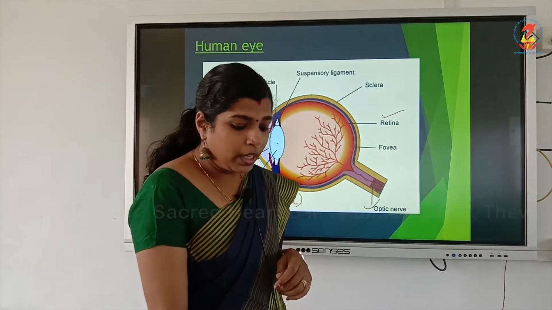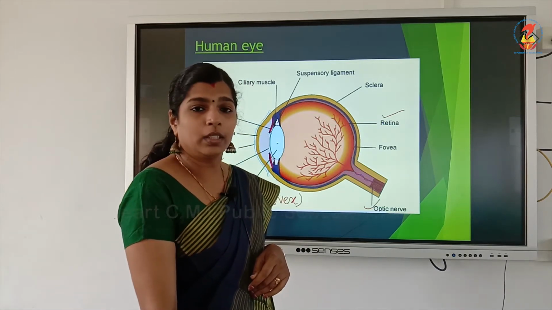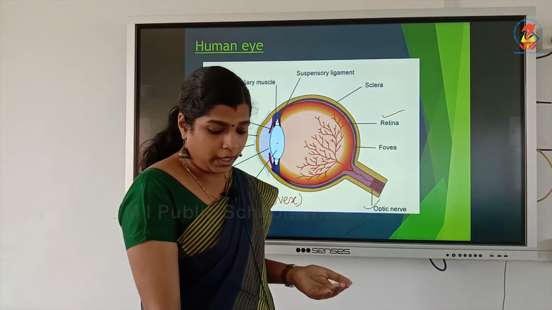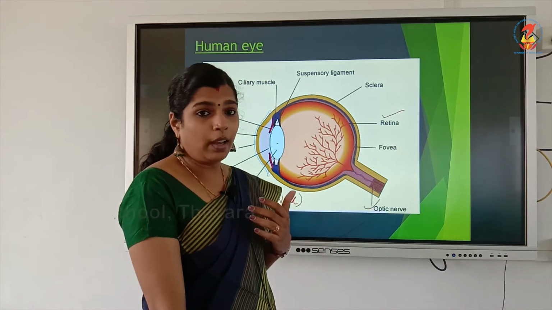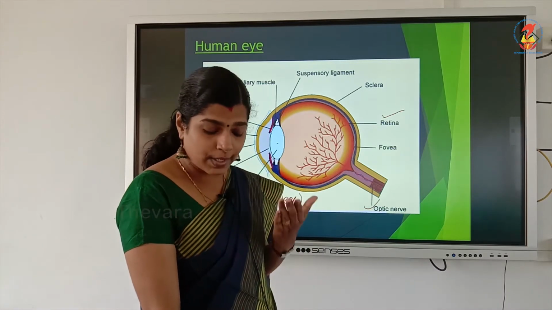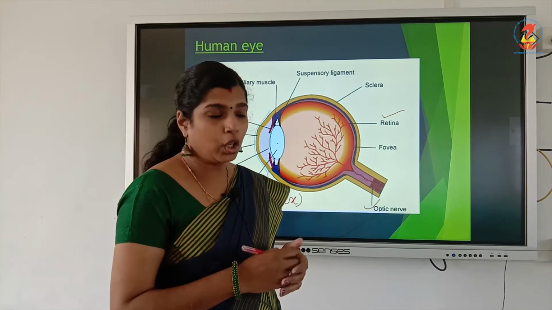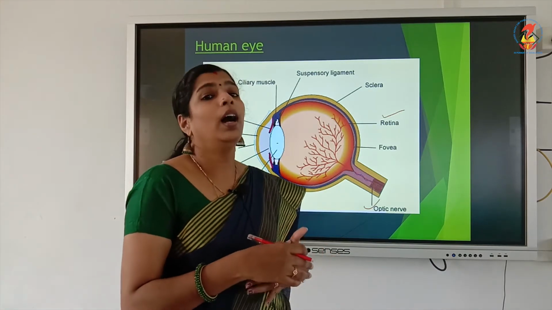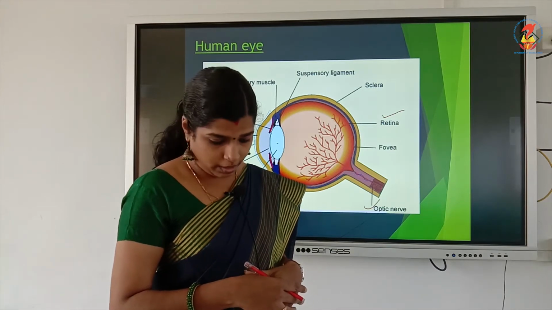The lens focuses light on a layer at the backside of the eye, that is known as the retina. The retina consists of several nerve cells, that is light sensitive cells. The sensation felt by the nerve cells is transmitted to the brain through the optic nerve.